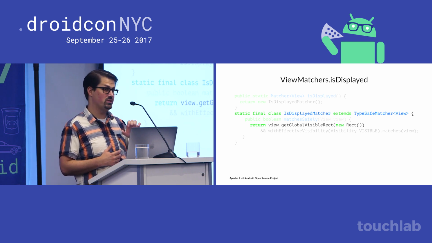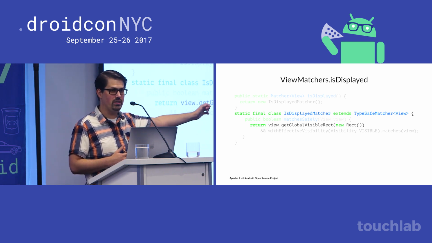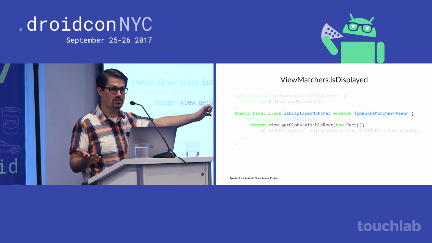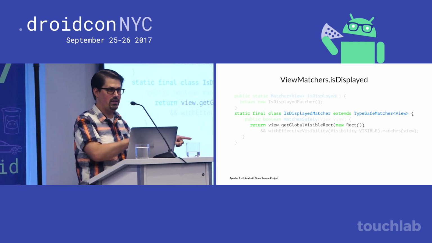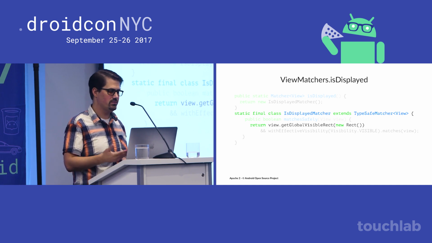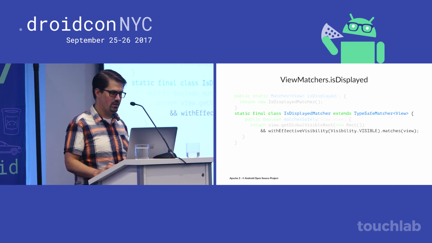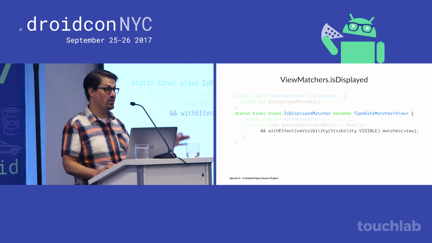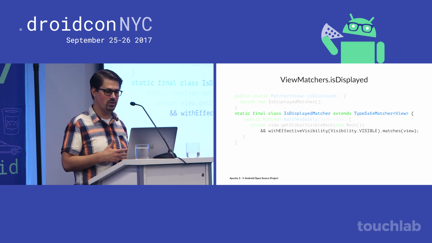So if your view's x coordinate is way off the screen, obviously it's not displayed because it's not even on the screen. So this is just checking, is the view within the bounds of the screen? It returns true if it is, false if it's not. So it may be within the coordinates of the screen, but it also has to be visible. If it's displayed, it needs to be visible to the user.